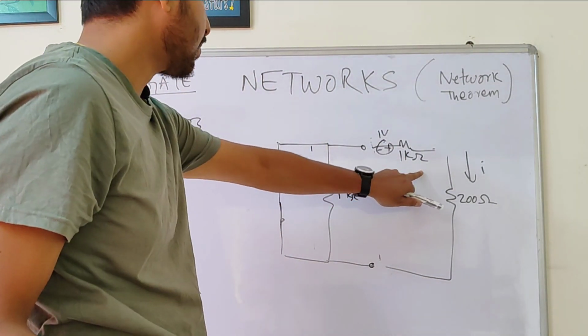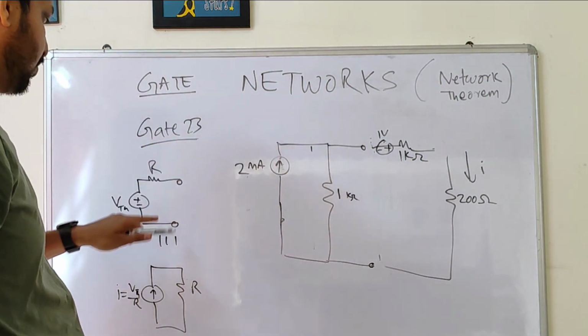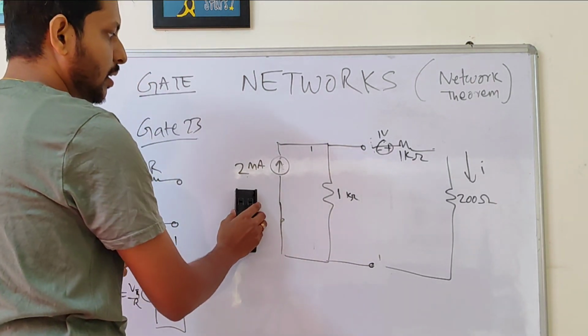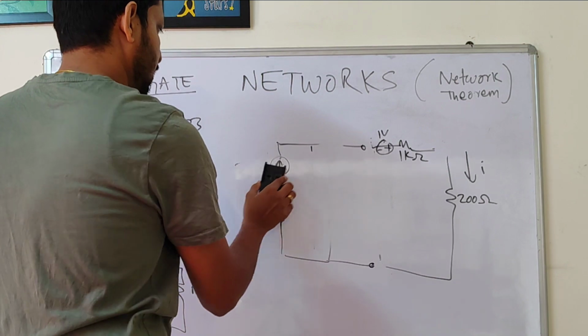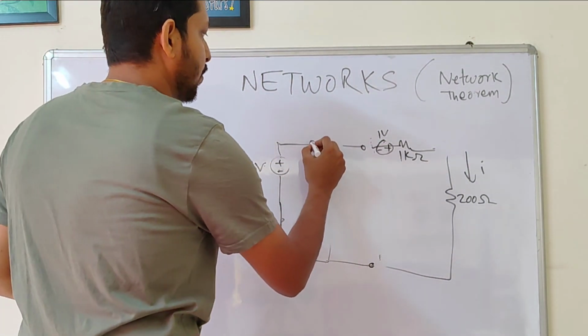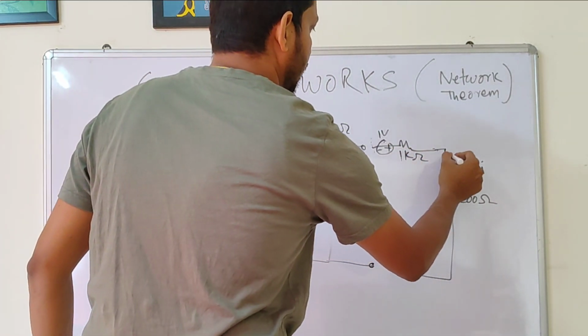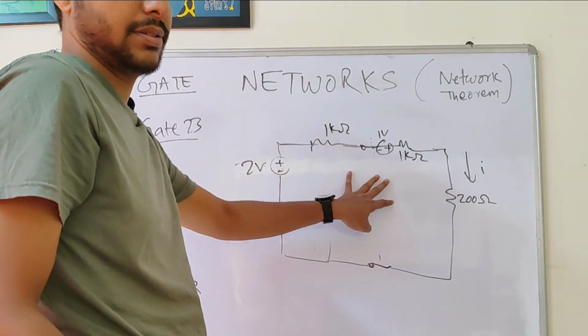Now we have simplified this as well. We can further simplify this by making it in this Thevenin form. 2 into 1 milliampere will be 2 volt, and then the 1 kilo ohm will come in series. So 2 volt, 1 kilo ohm in series. Now just connect all of these back. Now see how much we have simplified.